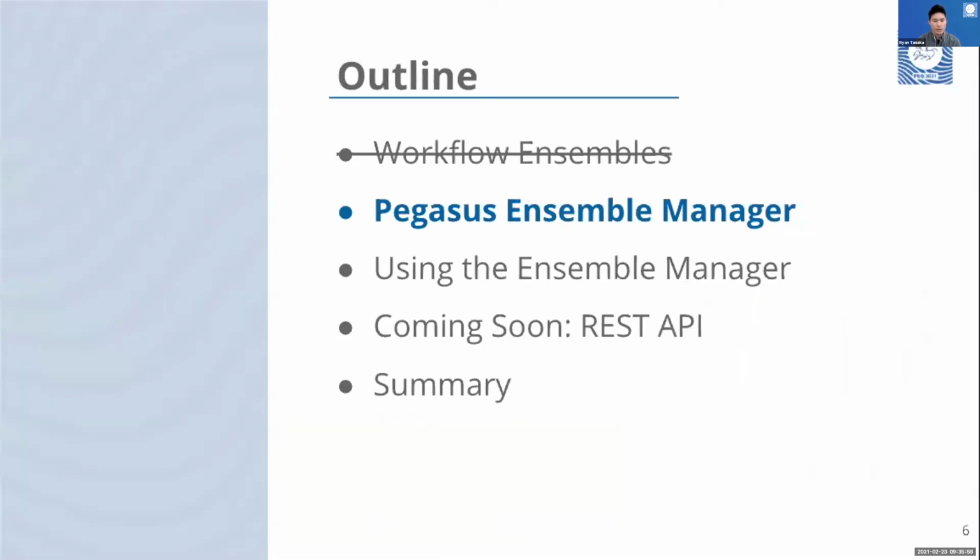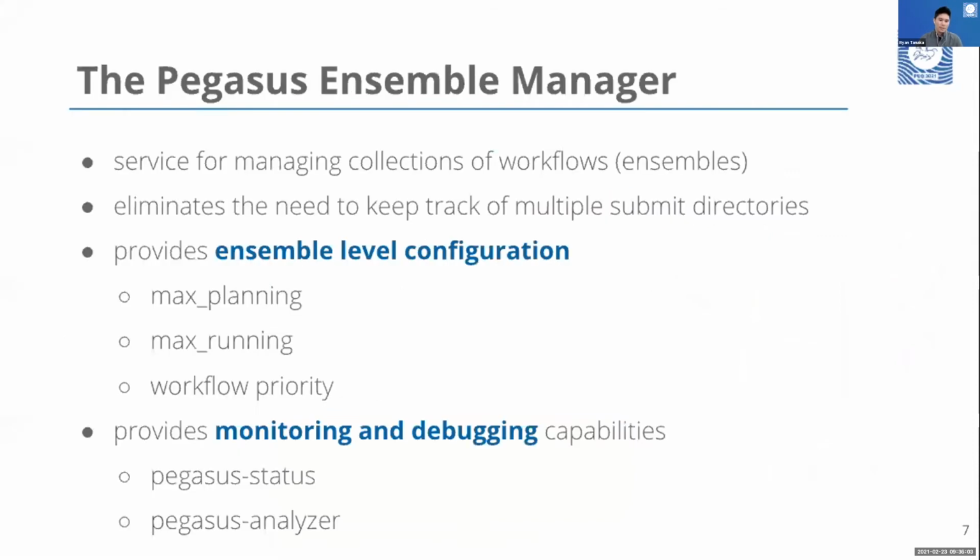So now that I've introduced ensembles and some real world use cases, we can talk about the Ensemble Manager. This is basically a service for managing collections of workflows, which we've defined as ensembles. It has been developed as part of Pegasus because we really want to support these types of workloads. Because it's a centralized service for managing multiple workflow runs, it eliminates the need to keep track of multiple submit directories. If you were to run a whole slew of workflows with Pegasus just as it is, you would need to keep track of these things. But with the Ensemble Manager, you can have better control over multiple workflow runs.